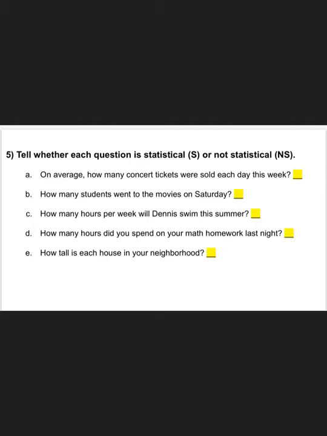All right, so A says, on average, how many concert tickets were sold each day this week? So because it says each day, this is going to be statistical because you'll have 7 different answers or data points. B, how many students went to the movies on Saturday? That's only going to give you one answer, so it's going to be NS, not statistical. C, how many hours per week will Dennis swim this summer? So each week is going to give you an answer. So this is going to be statistical.